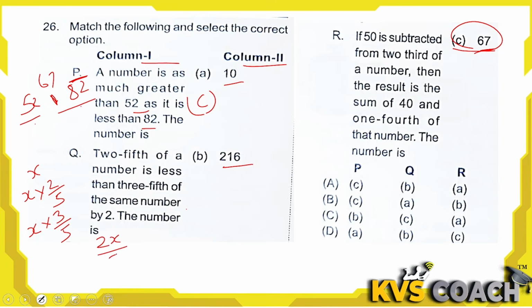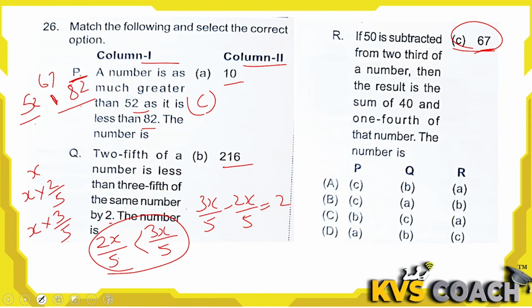2x by 5 is less than 3x by 5. This is the bigger number, by 2. So इनका difference कितना है? Equal to 2. They are saying that this is greater by 2. So it means 3x divided by 5 minus 2x divided by 5 is equal to 2, because the difference between them is 2.